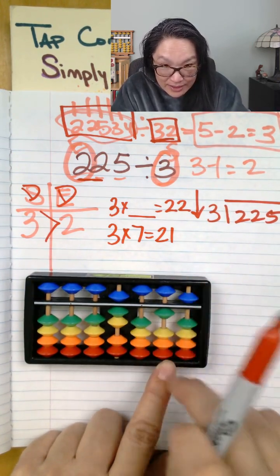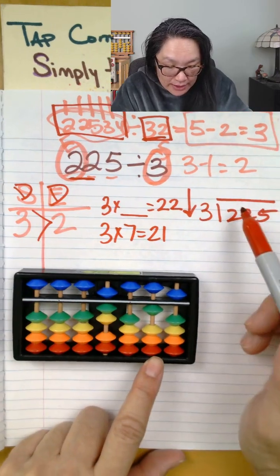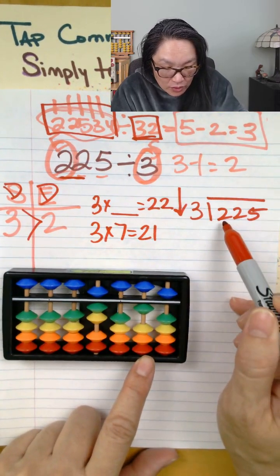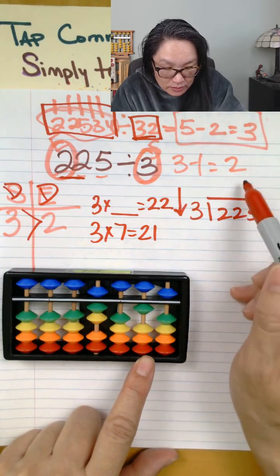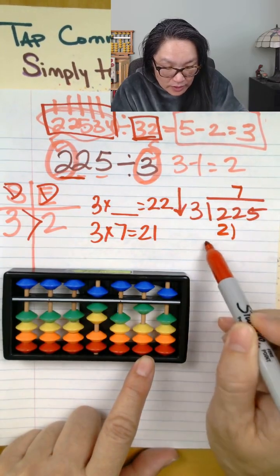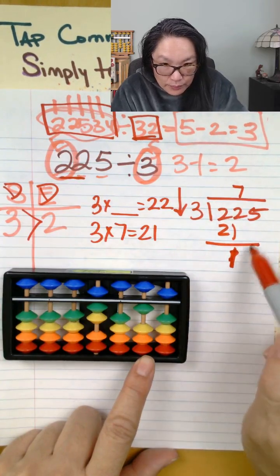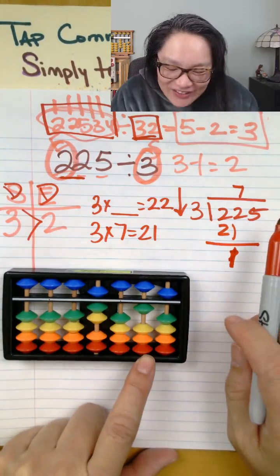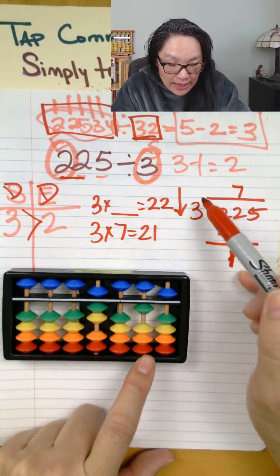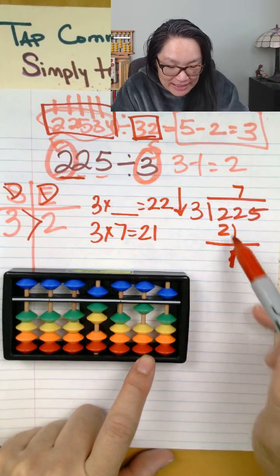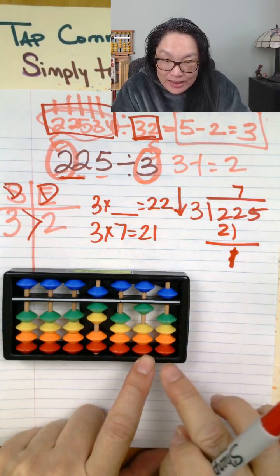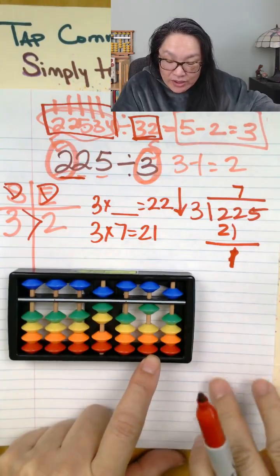So on my abacus, this is what I have. In regular math, I know I'm going to put 7 here, so I do 21, and then my answer is here, 1. In regular math, we could see that we need another one. But in the abacus, we cannot see it. So we go back to comparing.